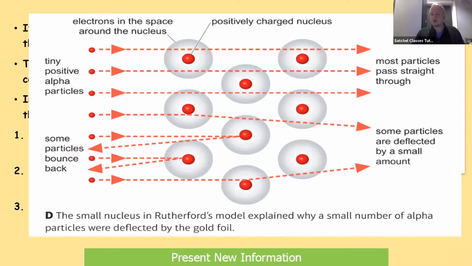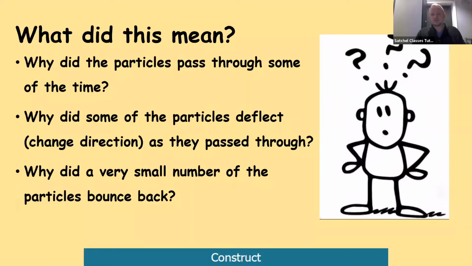So it bounced back off like someone kicking a football at a wall. So what did this mean then? Why did the particles pass through some of the time? Why did some particles deflect? Why did a small number of particles bounce back?